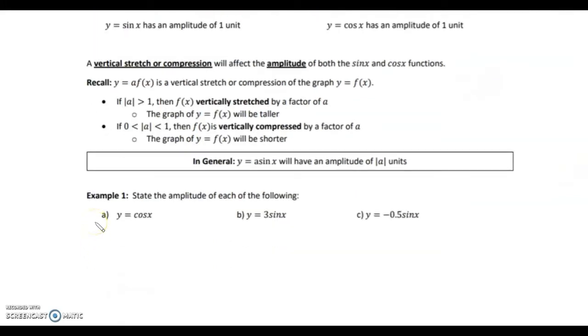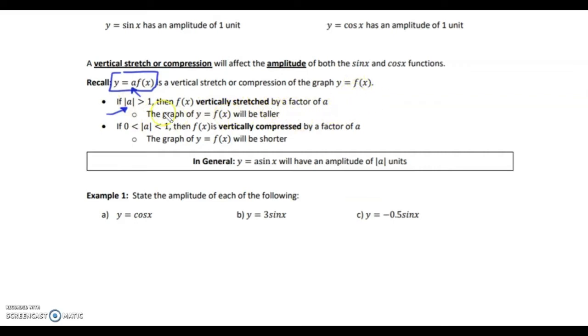So a vertical stretch or compression will affect the amplitude of both sine x and cos x, okay? And as we can recall, if we had a general function f of x, this a value right here is either a vertical stretch or compression. It depends on what that number is. So if that a value, and we talk absolute value, so we're not looking at the positive or negative, just the actual number portion, if it's greater than 1, then there's a vertical stretch by a factor of a, okay?